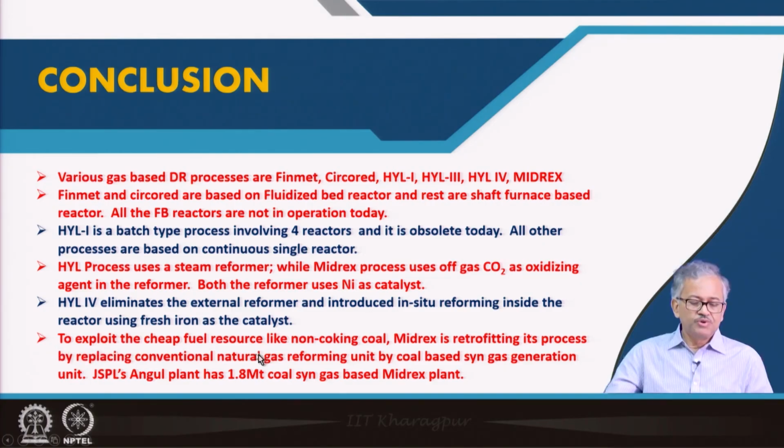Now, to exploit cheap fuel resources like non-coking coal, midrex is retrofitting its process by replacing the conventional natural gas reforming. You have just seen that in the Angul plant of JSPL, they have set up a midrex unit with coal-based syngas. You produce the coal-based syngas using the Lurgi technology, and then the syngas is used in the midrex. So they don't have to use a separate gas-based reformer. Here the midrex unit is sustained by the coal-based syngas.